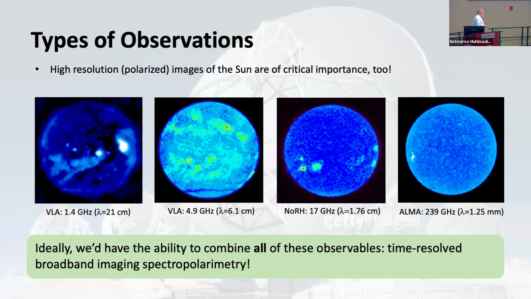And ideally, in a perfect world, we have the technology now, and people in all wavelength bands are moving in this direction. We want to do imaging, broadband imaging spectropolarimetry. We want to combine all of these different ways of recording the specific intensity, the polarized specific intensity, into a sort of 4 to 5D observable.